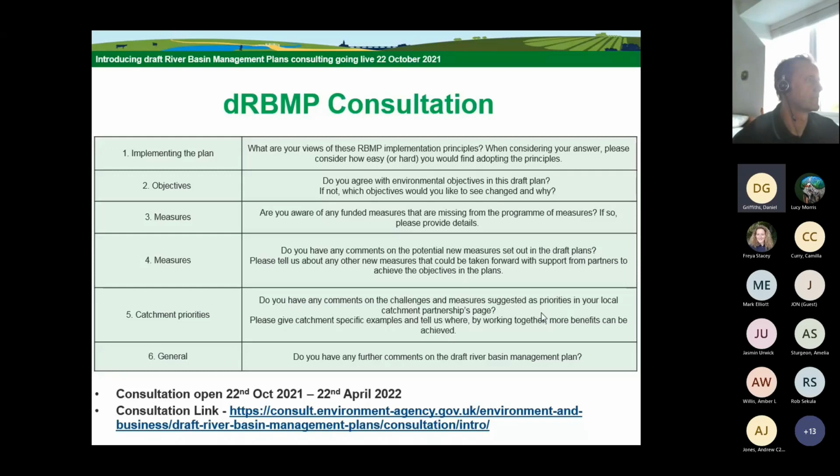And I think it's perhaps a case that there may be changes since the submission of those catchment pages. I'm aware they were done a fair while ago now.